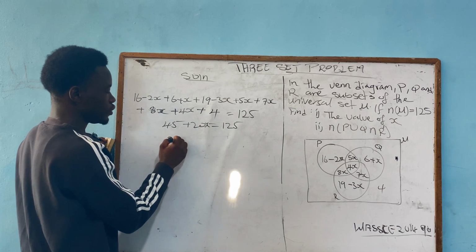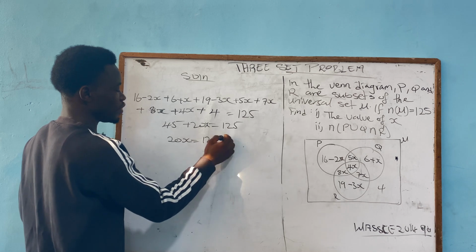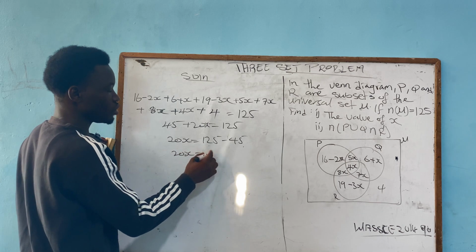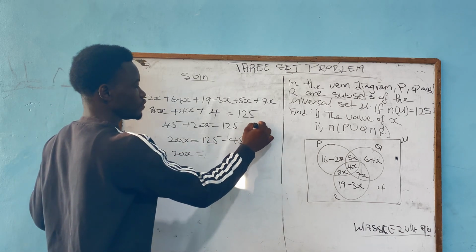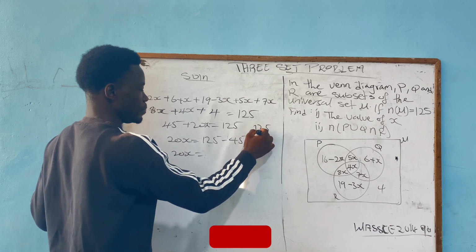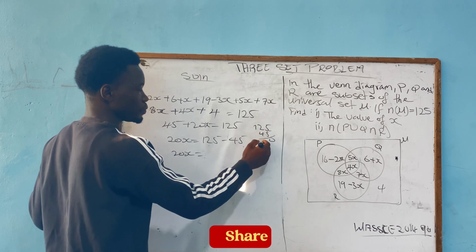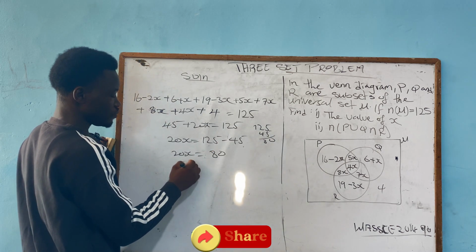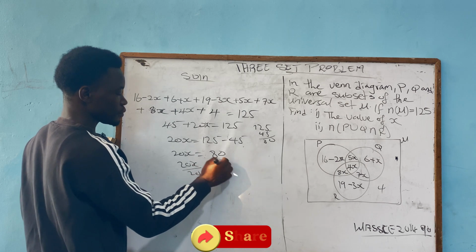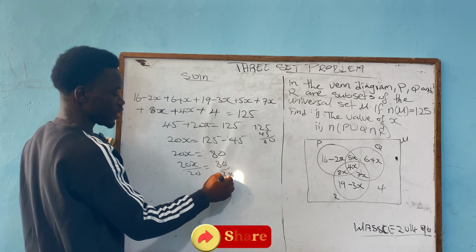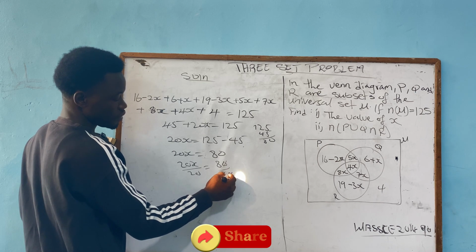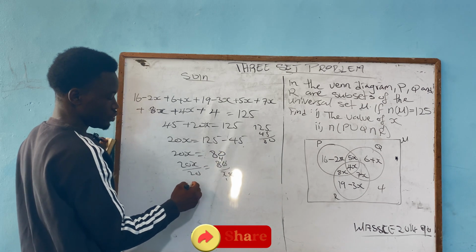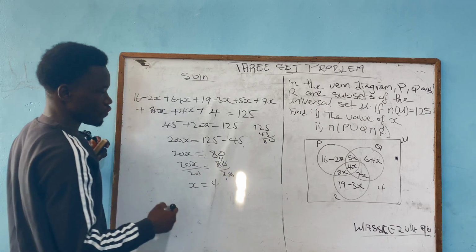So here we have 20x equal to 125 minus 45. So 20x is equal to, you subtract this, 125 minus 45, which gives 80. So divide through by 20: 80 divided by 20 is 4. Which means my x is equal to 4.